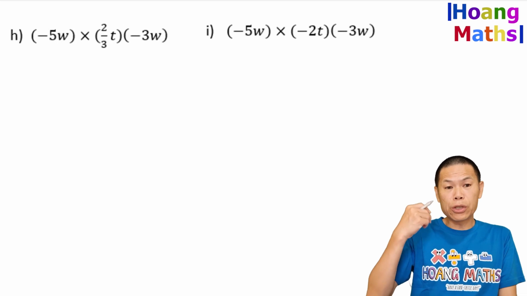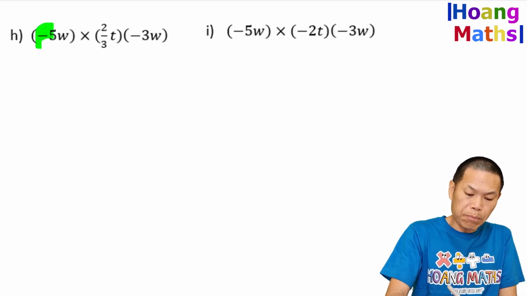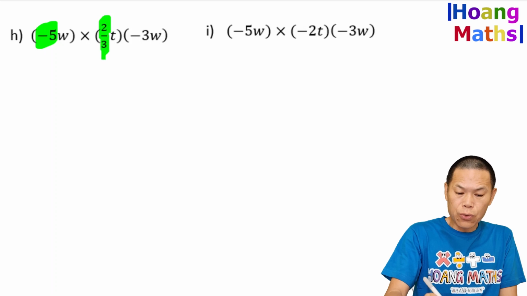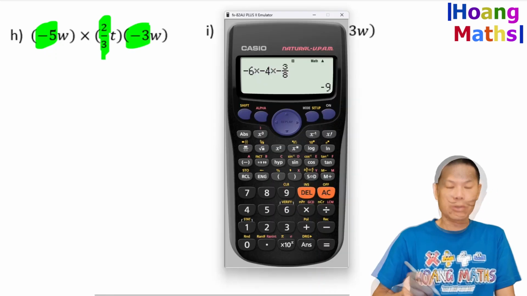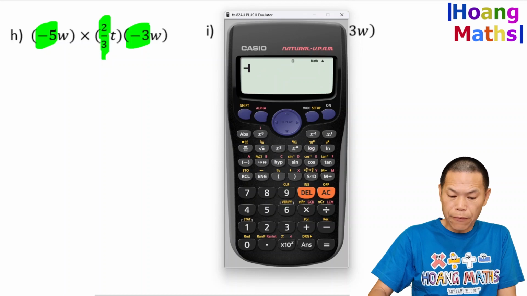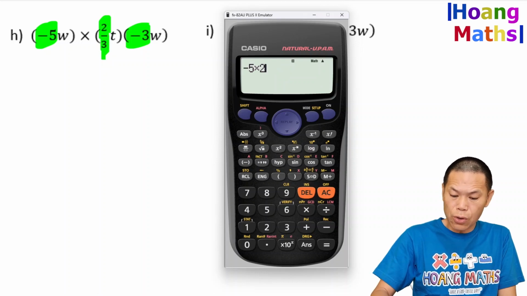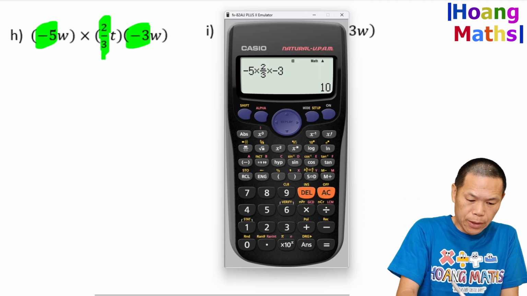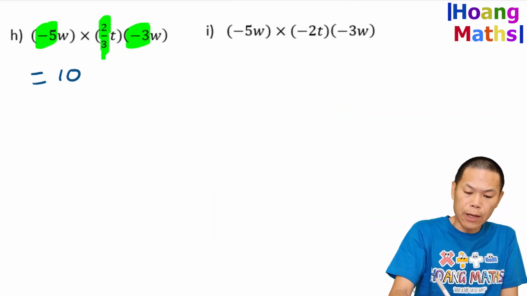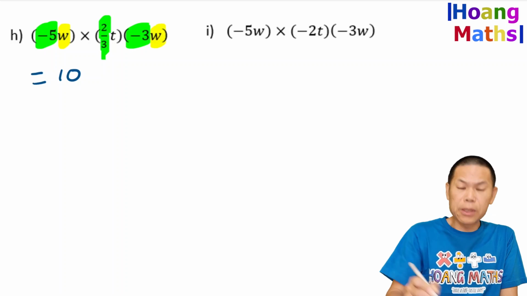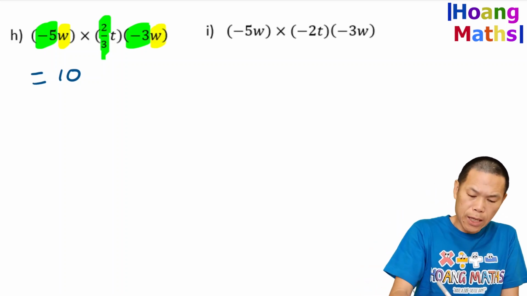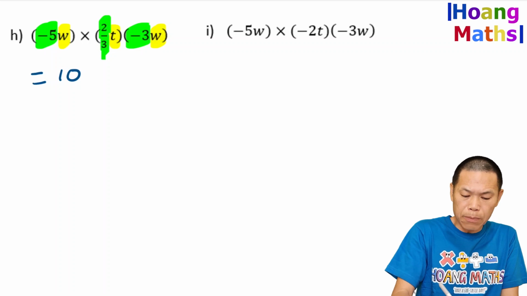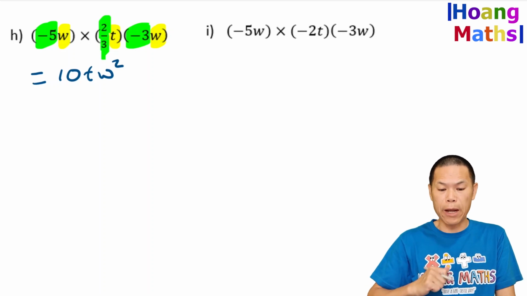H. So let me just put it on a calculator by pressing negative 5, 2/3, and times negative 3. So just go negative 5, we times 2/3, and we just times negative 3. So there you go, 10. So equals 10. And we have W, we times W, gives me W squared, and T here. So W squared T, or T W squared, whichever way, doesn't really matter.